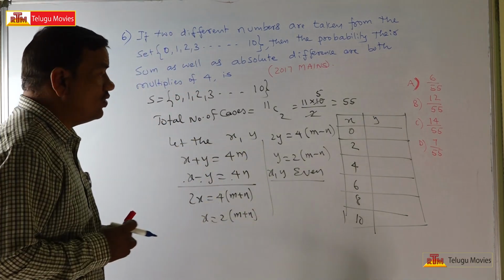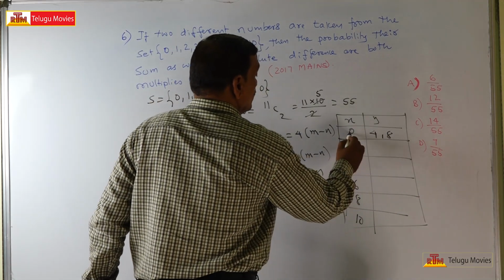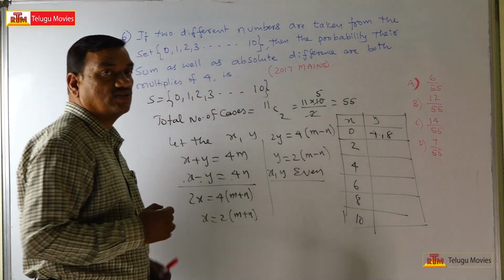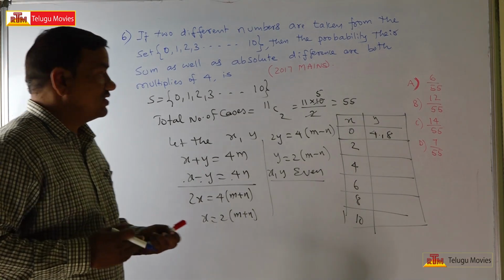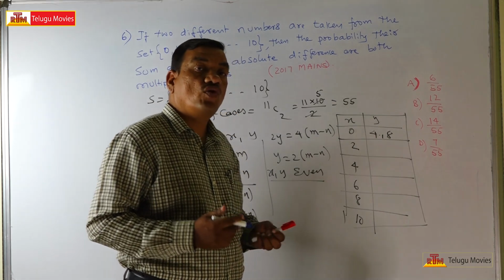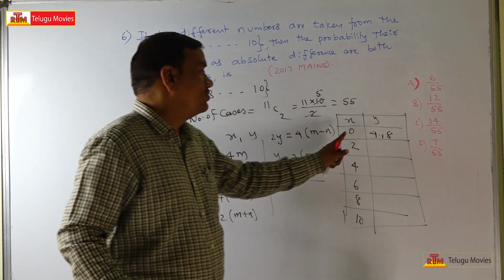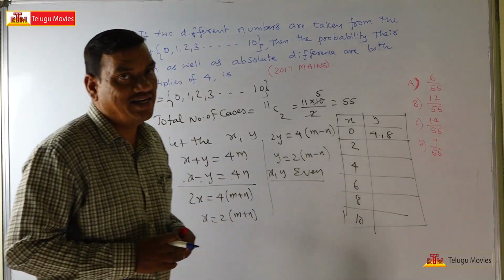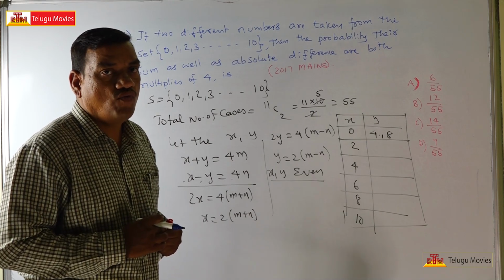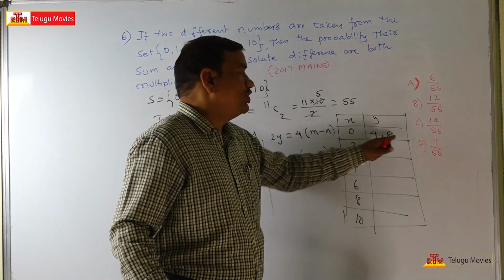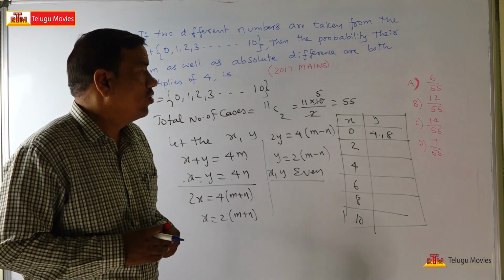So according to that, y values you will also get. The y value here you will get 4, 8. Why? How? 0, 4. 0 plus 4 is 4, a multiple of 4. That means the absolute difference. What is the difference of 0, 4? 4. 4 is a multiple of 4. Now 0, 8. 0 plus 8 is 8. 8 is a multiple of 4. The difference of 0, 8? 8. 8 is also a multiple of 4.